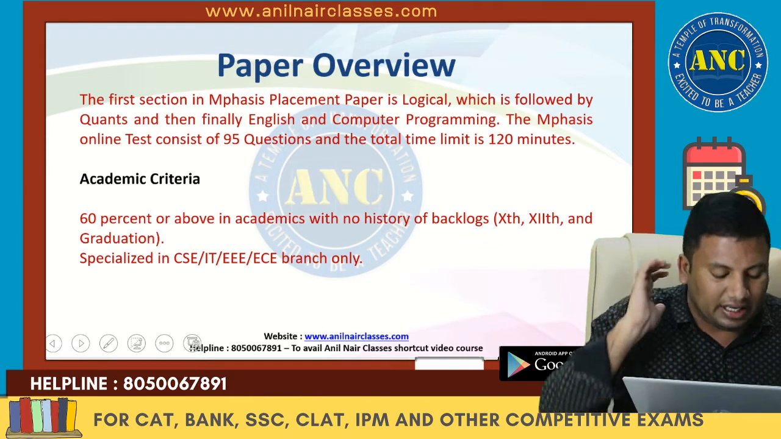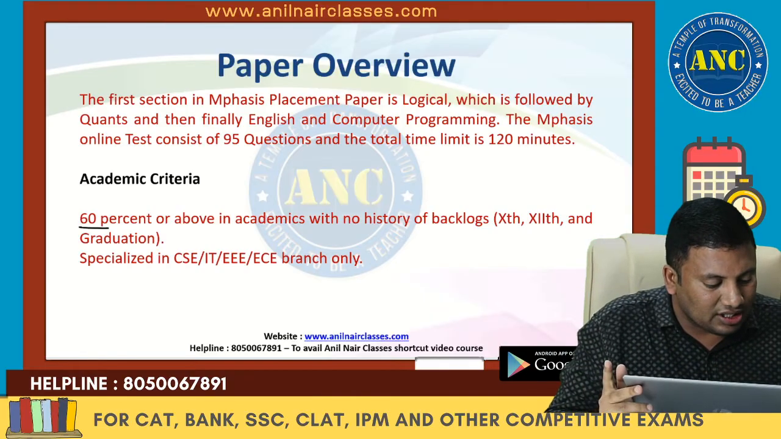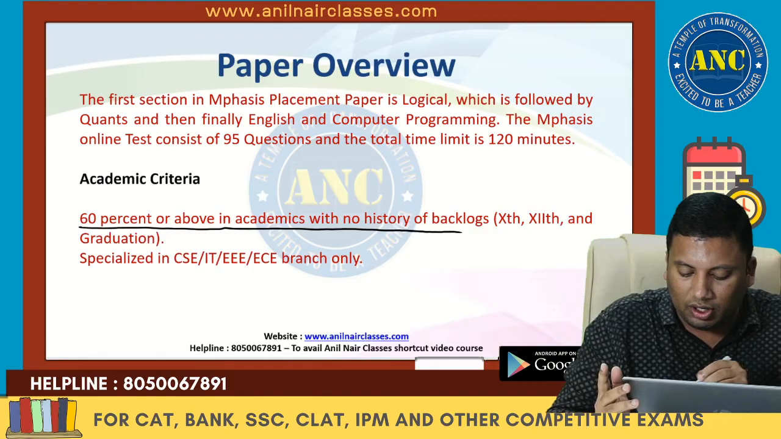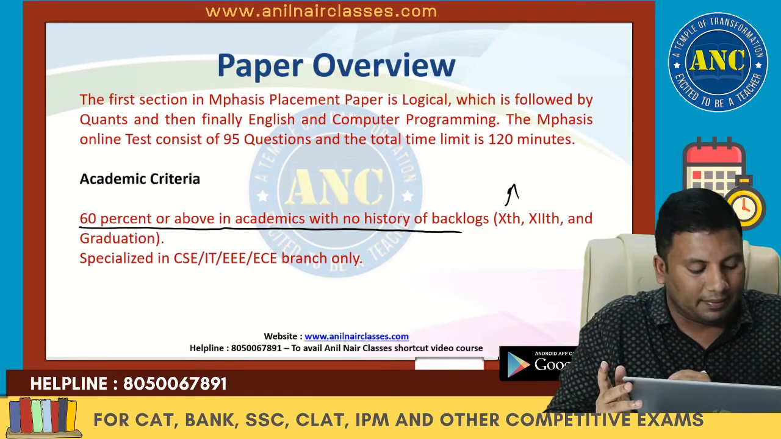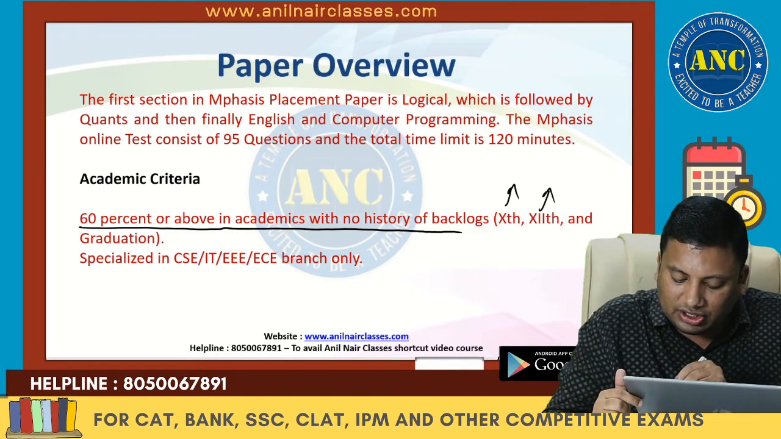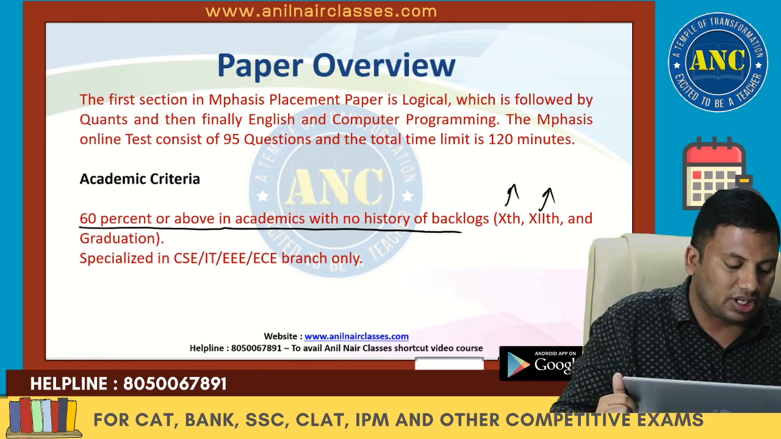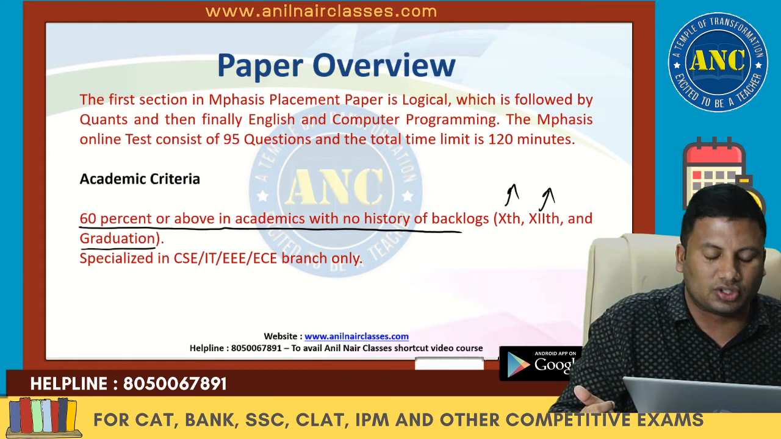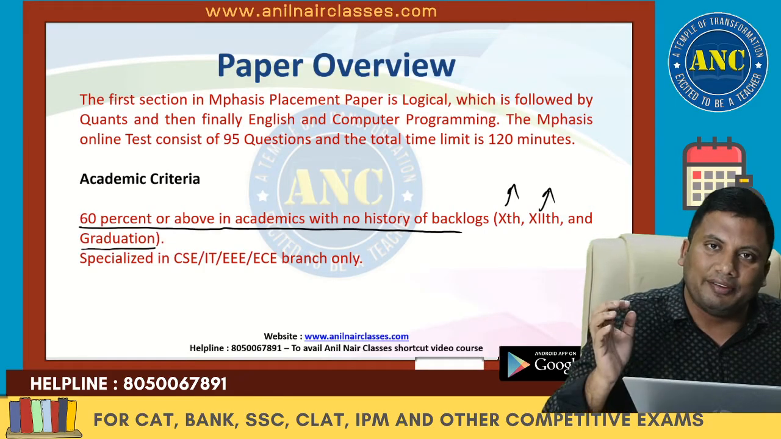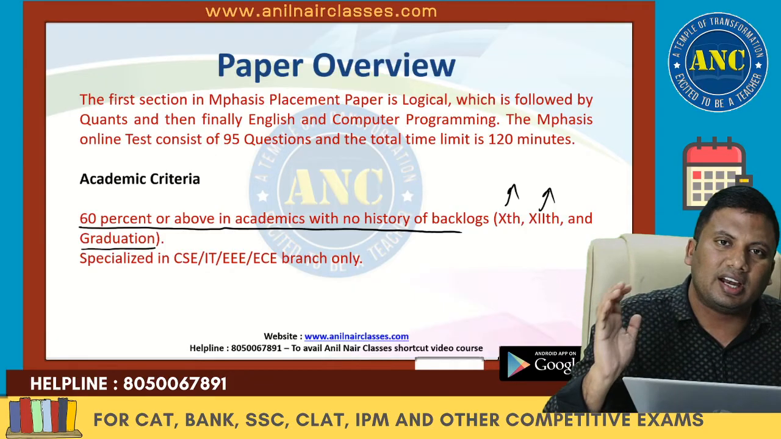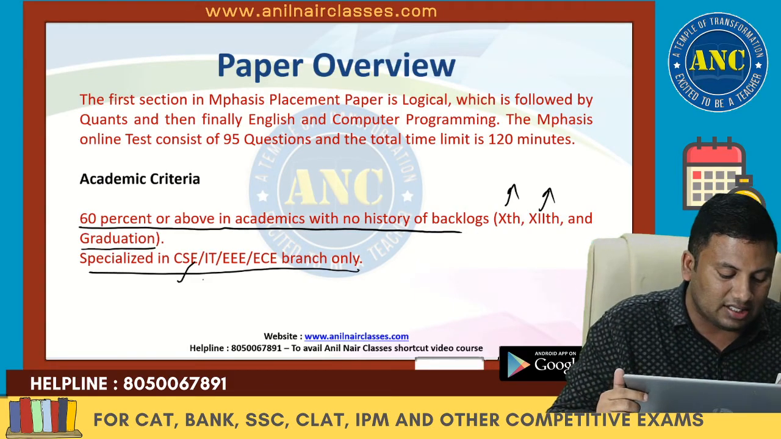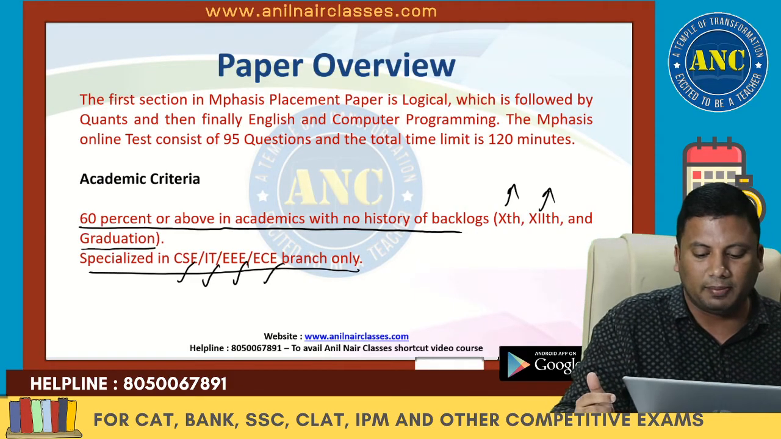The eligibility criteria is you should get 60% and above in academics, no backlogs allowed. In 10th, you should get greater than or equal to 60, 12th greater than or equal to 60, and BTech or BE should also be greater than or equal to 60. Generally Mphasis takes students belonging to only these backgrounds: CSE, IT, EEE and ECE branches only.